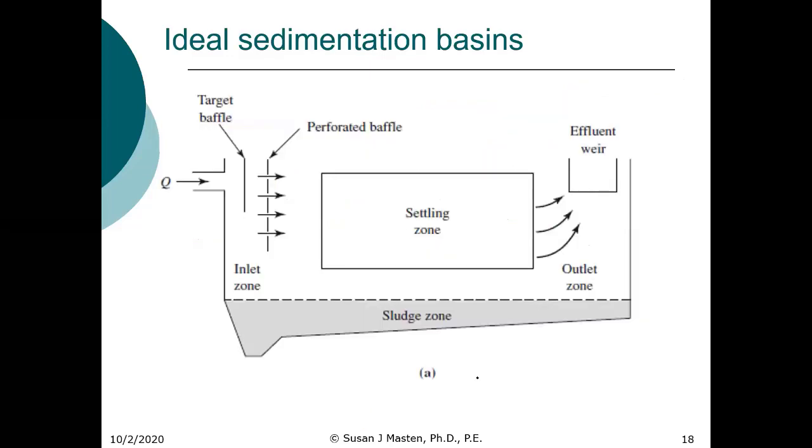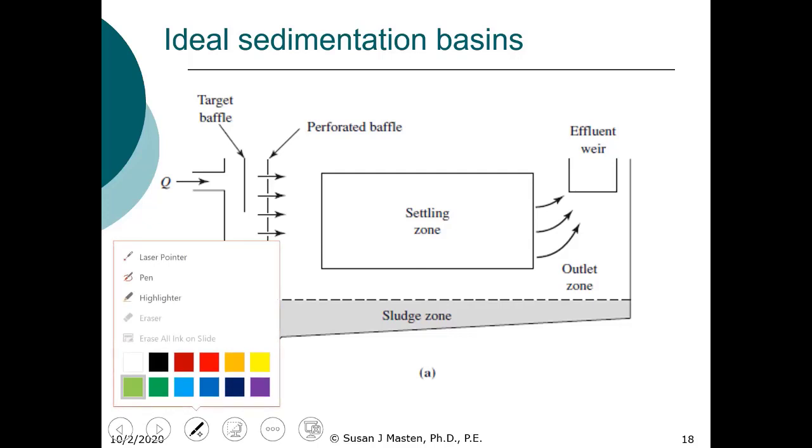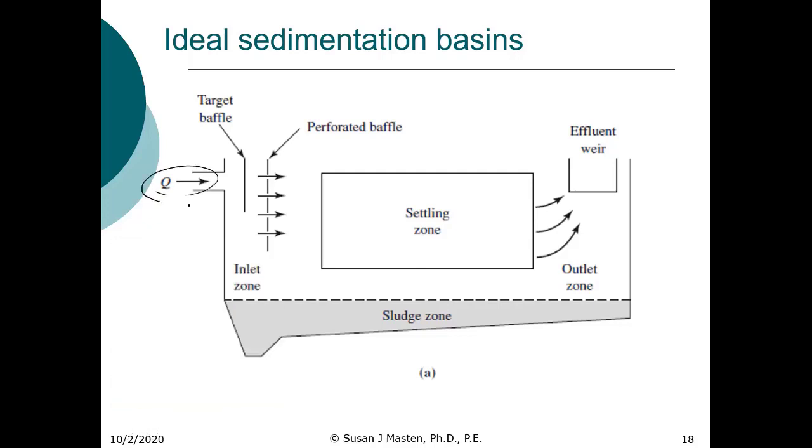Okay, so this is just another schematic attempting to show the same thing. So you have flow entering here. You have your inlet zone here. Typically, you'll have perforated baffles, and this is to try and slow the flow, impede the flow, distribute the flow, so that, as I mentioned, a particle entering this settling zone has an equal chance of being anywhere in the vertical profile. And then you have the outlet zone and the sludge zone.